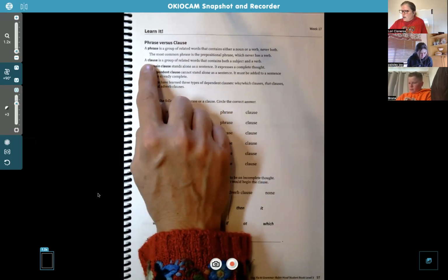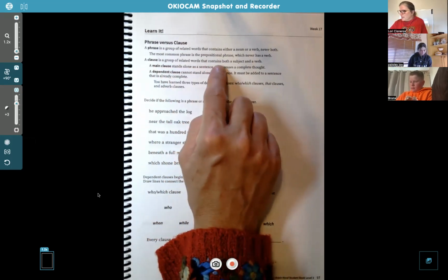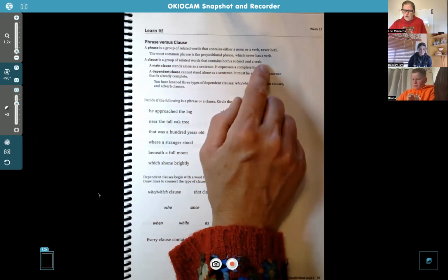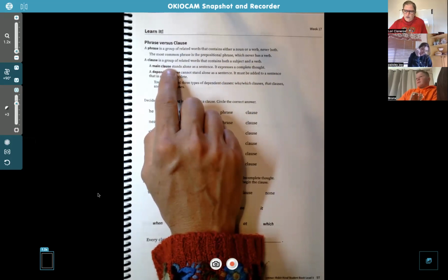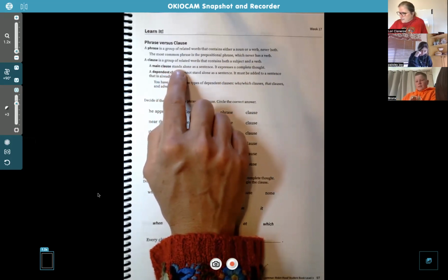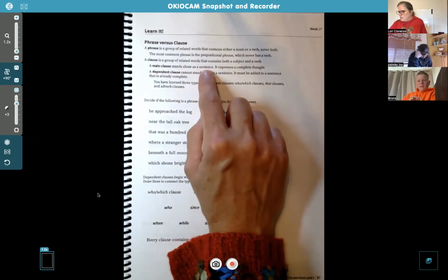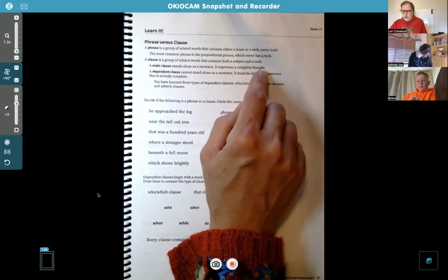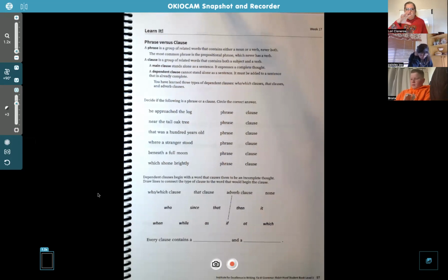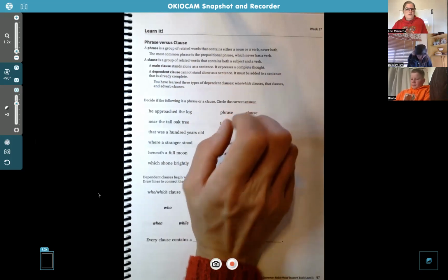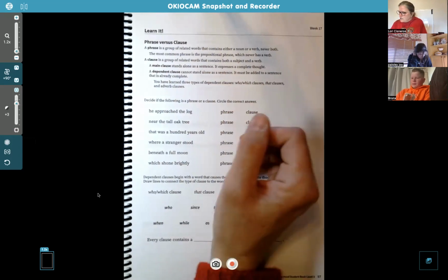Then a clause is a group of related words that contains both a subject and a verb. And we have a couple different clauses here. We have main clause. We know what that is. We've already labeled that in our grammar. It stands alone as a sentence. It expresses a complete thought. So that's one of those where you can take out other parts of the sentence, but the main clause remains and it's a full sentence.